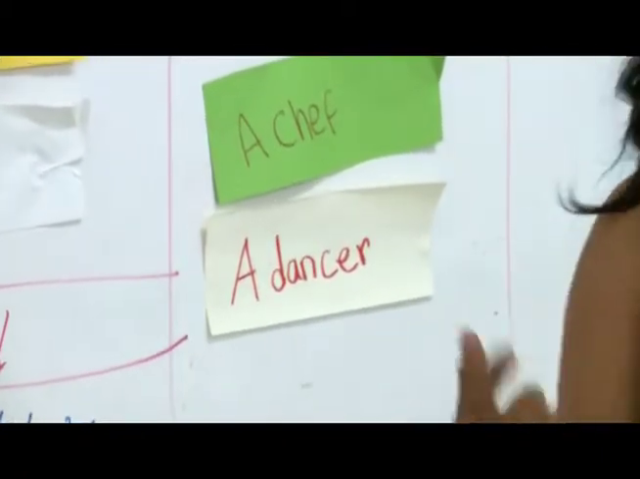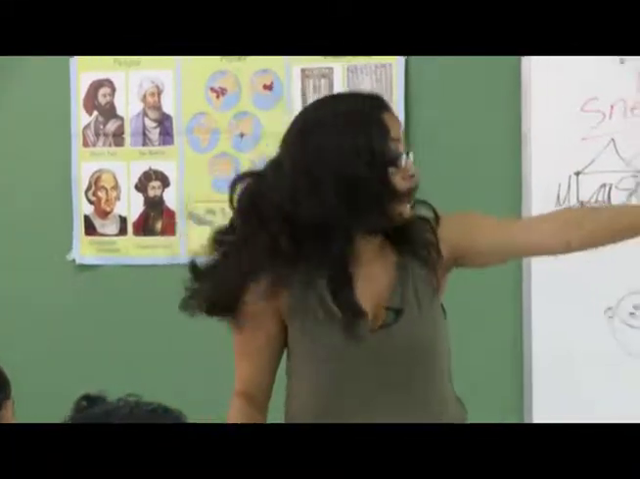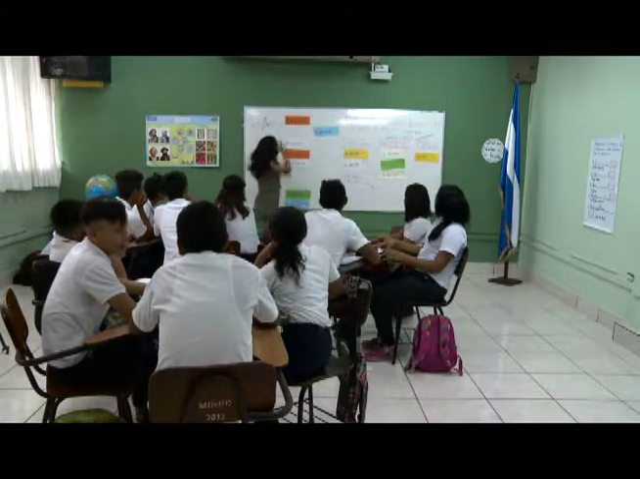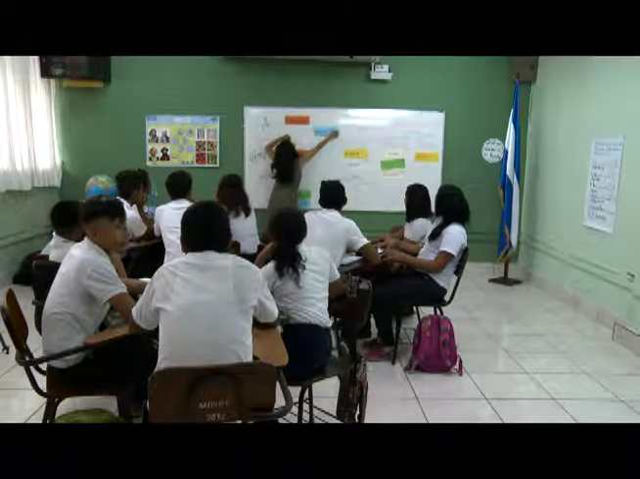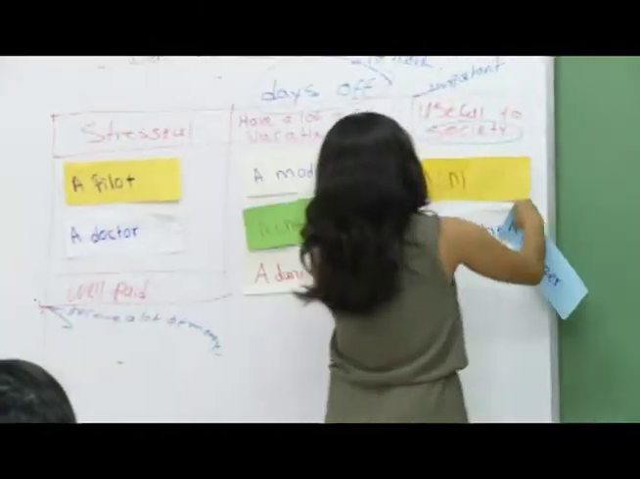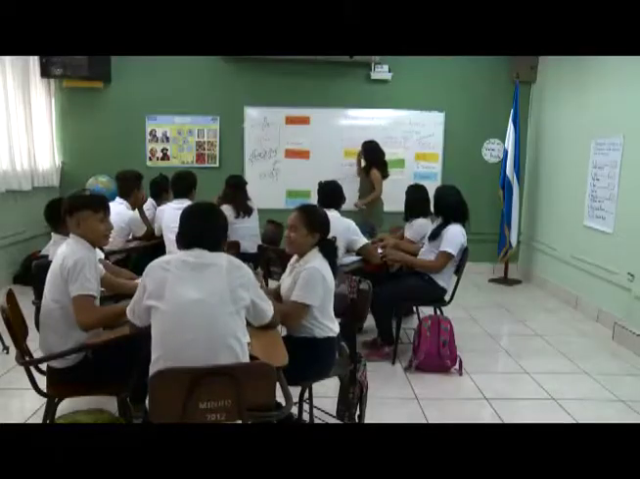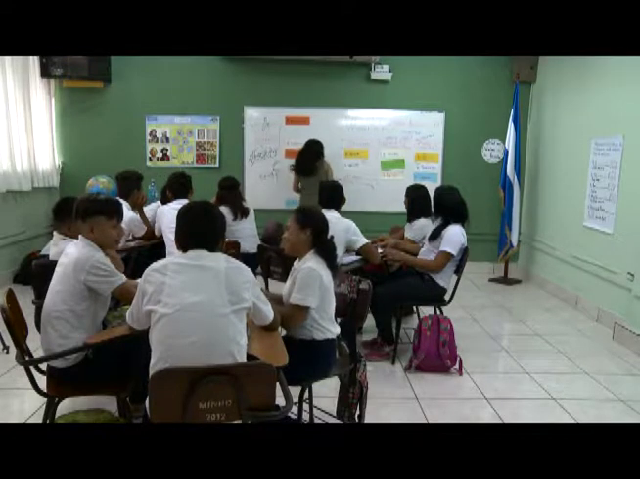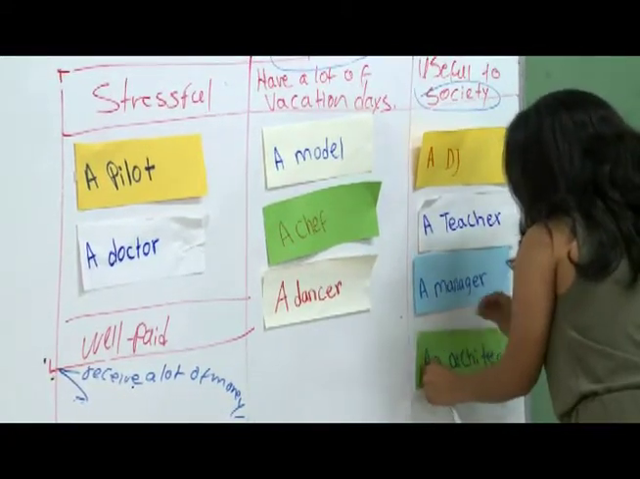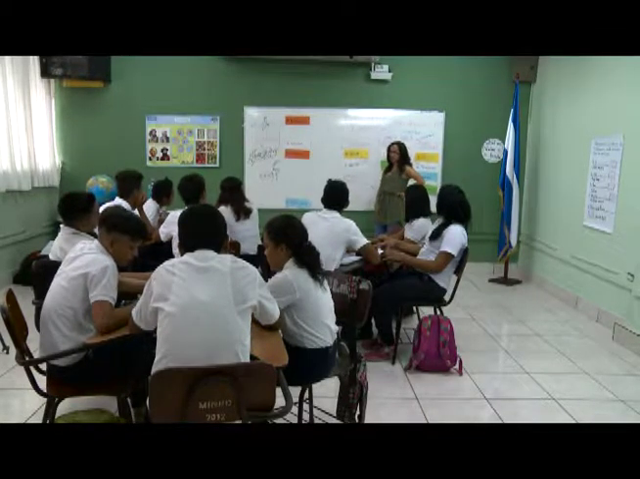What about useful to society? What do you have in useful to society? Yeah, useful to society in this one. A chef. Manager. So that we have a chef. You said manager. And also you said teacher. A teacher, a manager, an architect. Let's see. Okay, a soldier. Yeah, it's also possible. And what about a lot of money? A soldier has a lot of money? I don't think so.